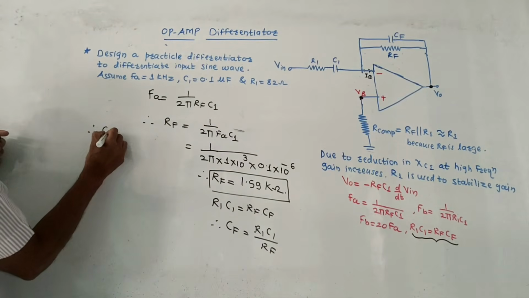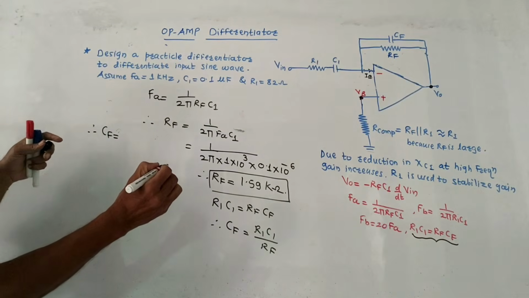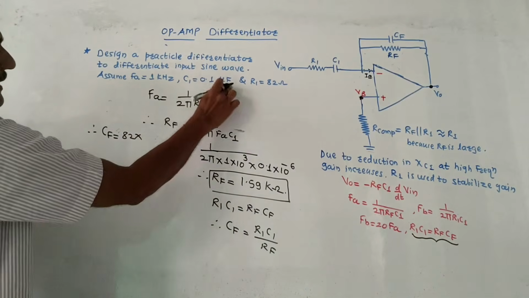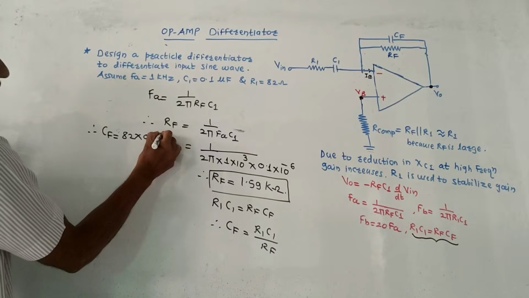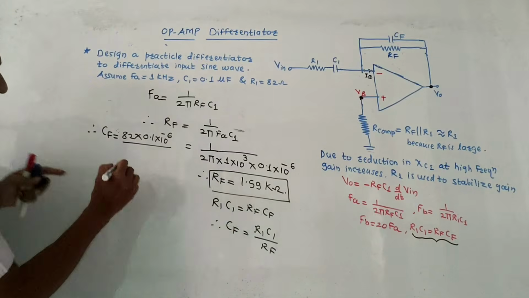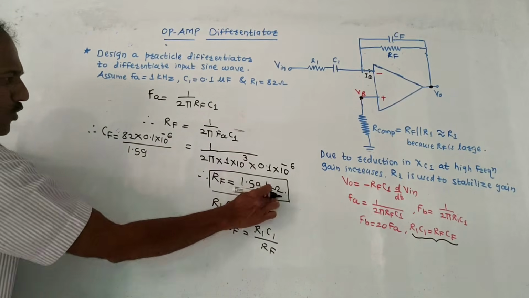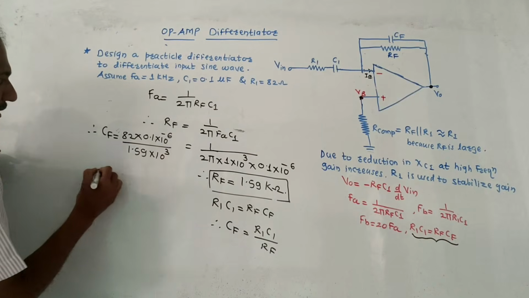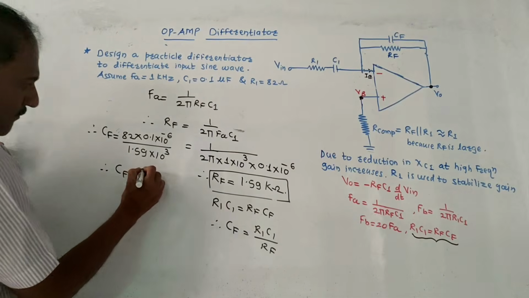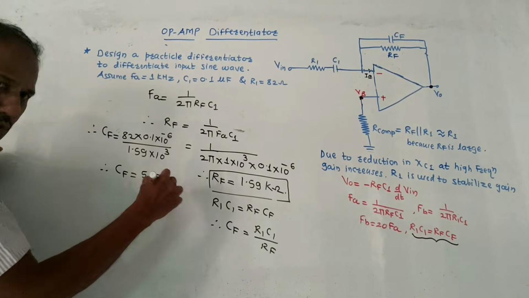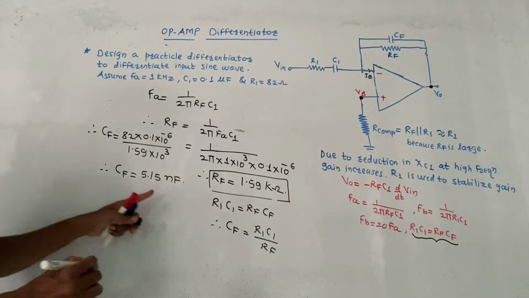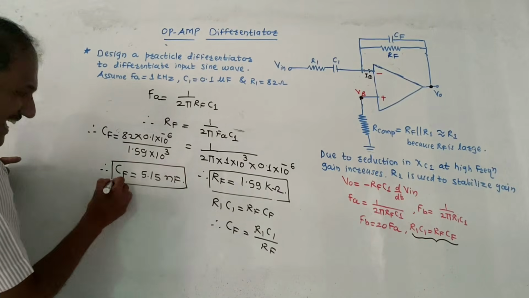So if I put the values, I get CF is equal to the value of R1, which is 82 ohm, so 82 into the value of C1, which is 0.1 microfarad, 0.1 into 10 raised to minus 6. Micro means 10 raised to minus 6. So R1 C1 divided by RF. RF is 1.59 kilo ohm, meaning 1.59 into 10 raised to 3. Therefore, the value of CF will be 5.15 into 10 raised to minus 9, meaning nanofarad. 10 raised to minus 9 means nanofarad. So this is the value of CF.